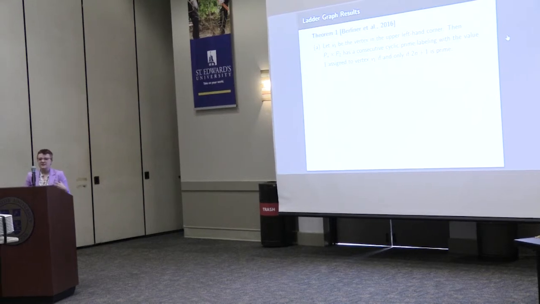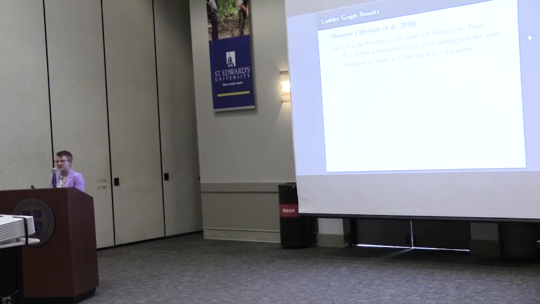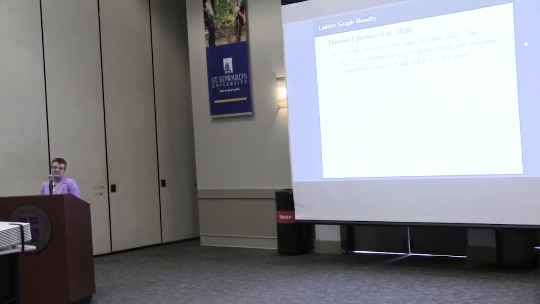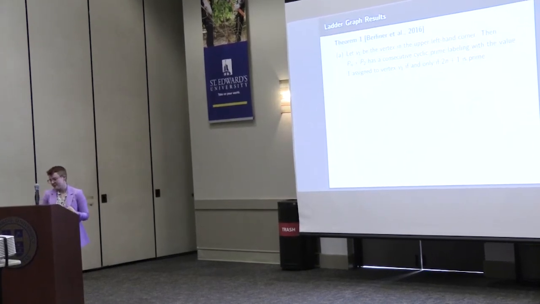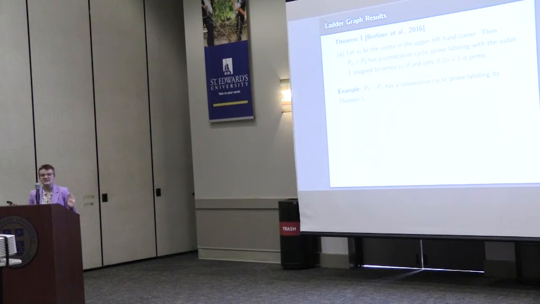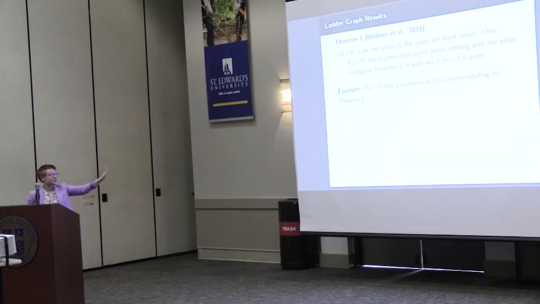One of the findings that we were looking at with ladder graphs is that you can give a ladder graph a consecutive cyclic labeling that is also prime if and only if, for the ladder graph p sub n cross p sub 2, the number 2n plus 1 is prime. And that's a lot of words, so here is an example. If we have the ladder graph p sub 3 cross p sub 2, we look at that 3, the part of the p sub 3, and we take 2 times 3 and add 1. That gives us 7. 7 is a prime number, and that means that we can give this ladder graph a consecutive cyclic prime labeling that starts in the upper left-hand corner.